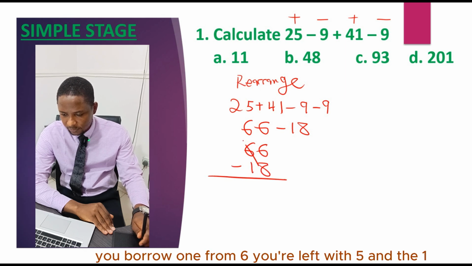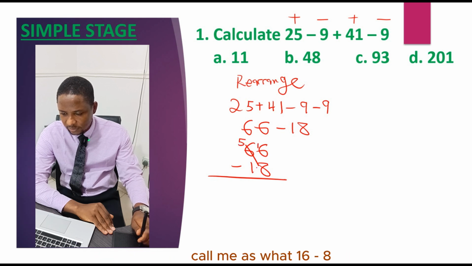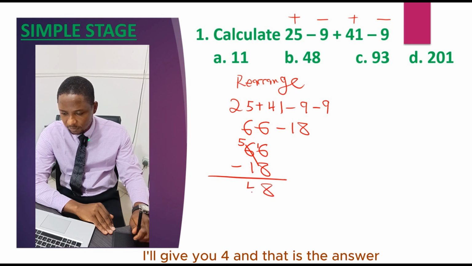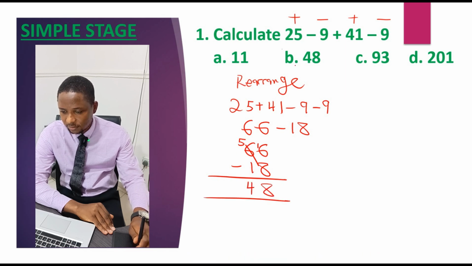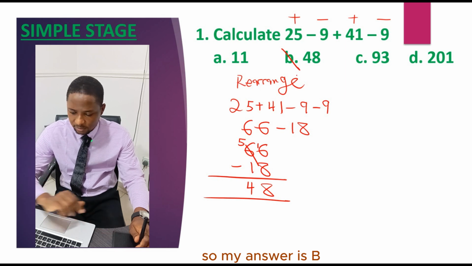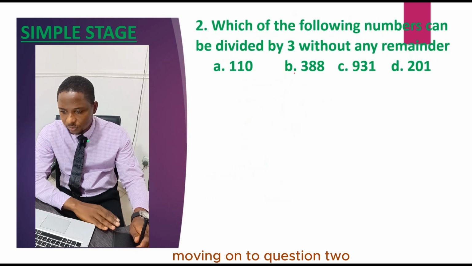You borrow 1 from 6, you're left with 5. And the one coming as what? 16 minus 8, that will give you 8. And 5 minus 1, that will give you 4. And that is the answer. So my answer is B. Moving on to question 2.